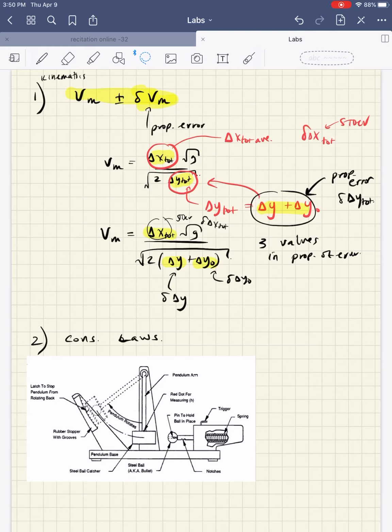So using the conservation laws, we had an equation that said V muzzle is equal to mass of the bullet plus mass of the pendulum divided by mass of the bullet all times the square root of 2gh. Now, to derive this equation, like I said, you're going to use conservation of momentum and conservation of energy. But the way that this works is typically people talk about the ballistic pendulum as a way to measure the bullet speed as it leaves a gun.